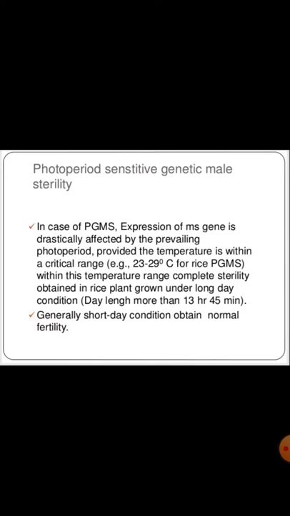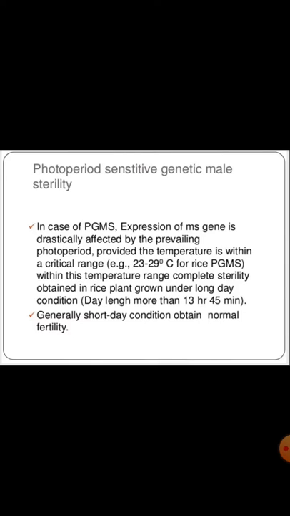The critical range is 23 to 29 degrees Celsius for rice PGMS. Within this temperature range, complete sterility is obtained in rice plants under long day conditions. Under long day conditions, the photoperiod is long, that is 13 hours and 45 minutes.